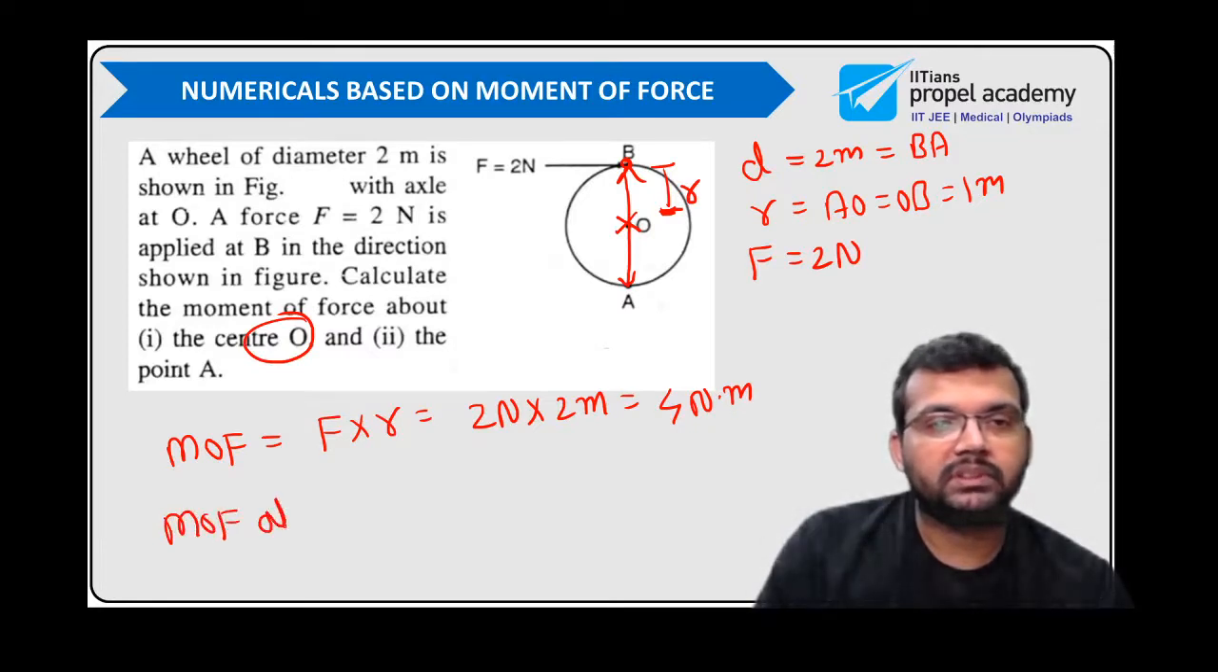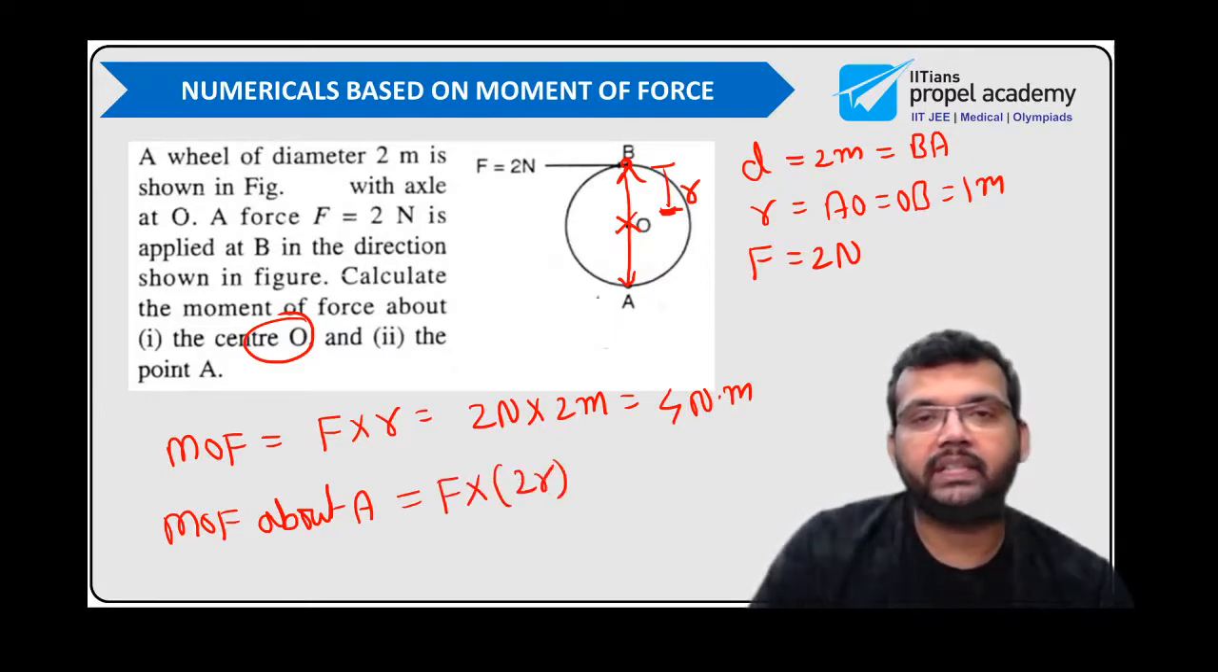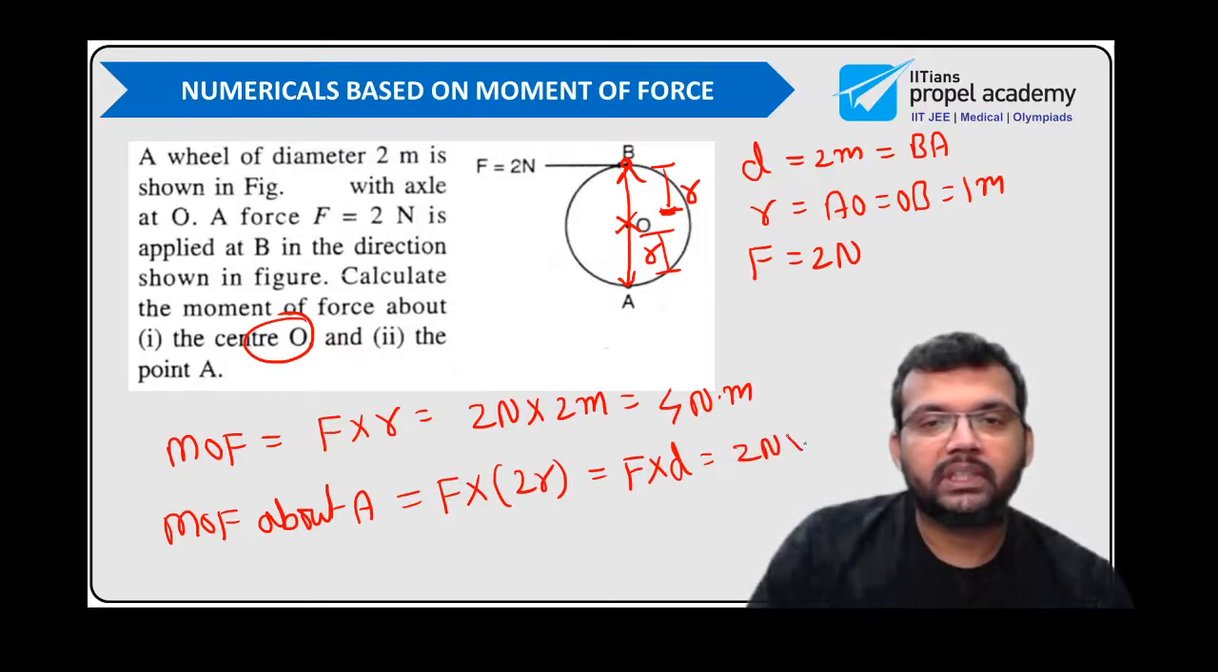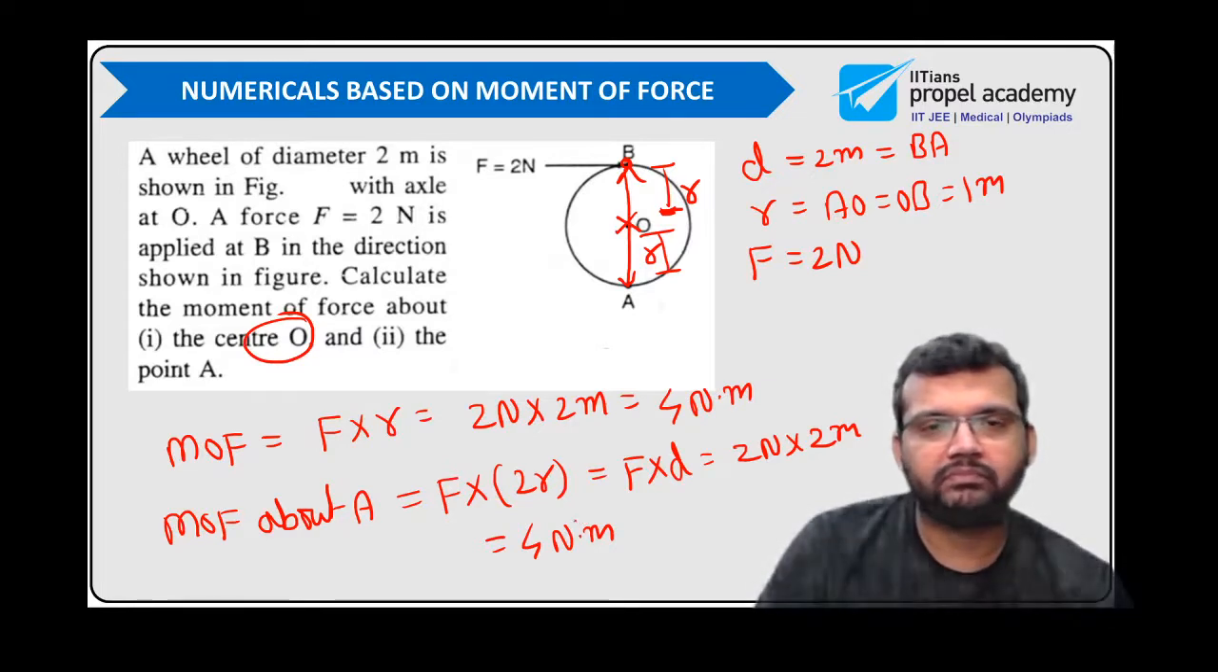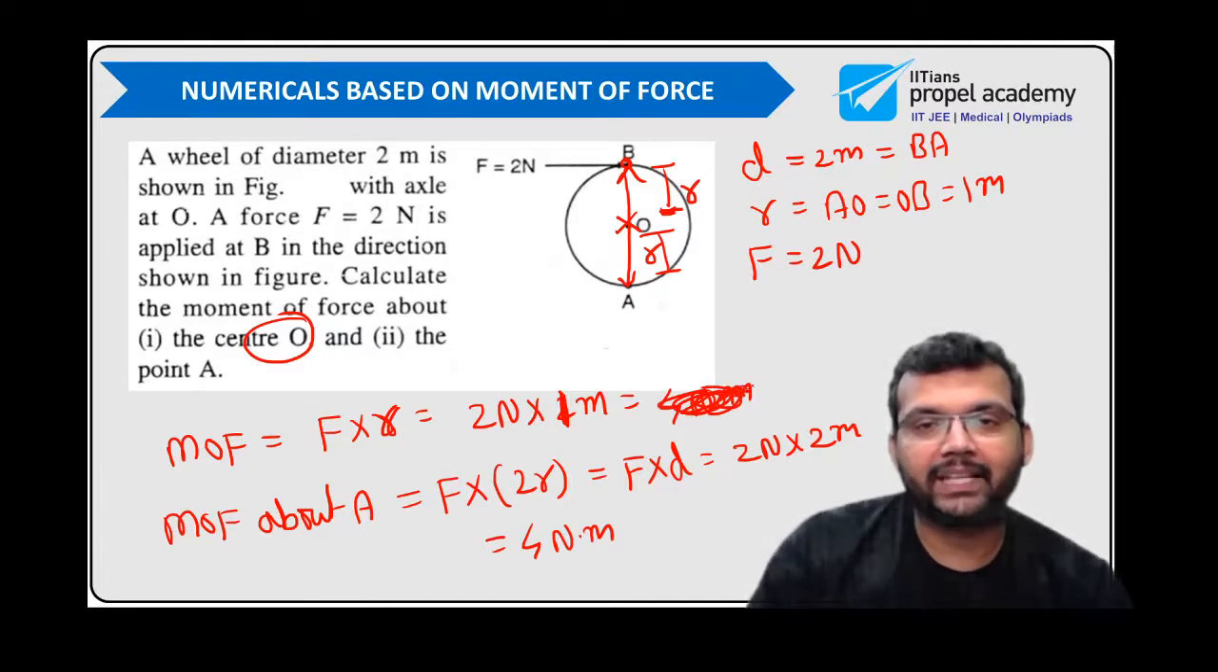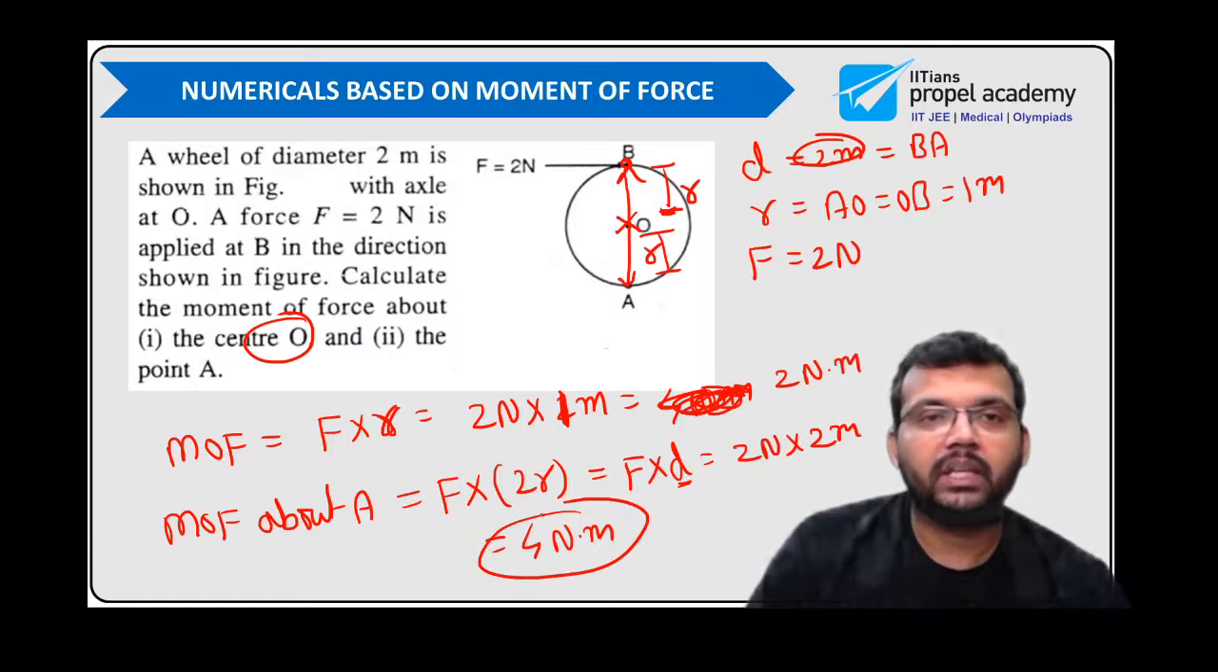And moment of force about point A equals force into 2 times radius, because the total distance we have to take now is nothing but diameter, that's 2 Newton into diameter 2 meters. Altogether it's 4 Newton. Radius, right? Radius is 1 meter. So this can't be 4 Newton meter. This has to be 2 Newton meter. And now diameter is 2 meters. That makes sense. So now that equals 4 Newton meter.